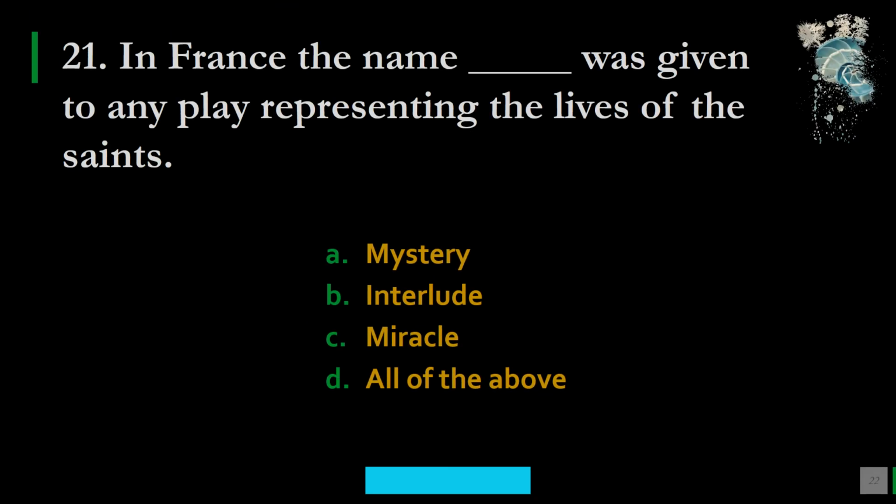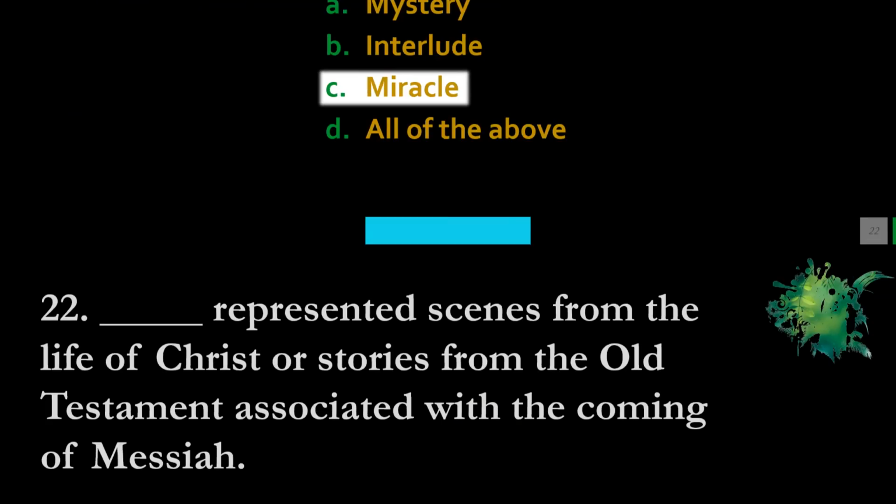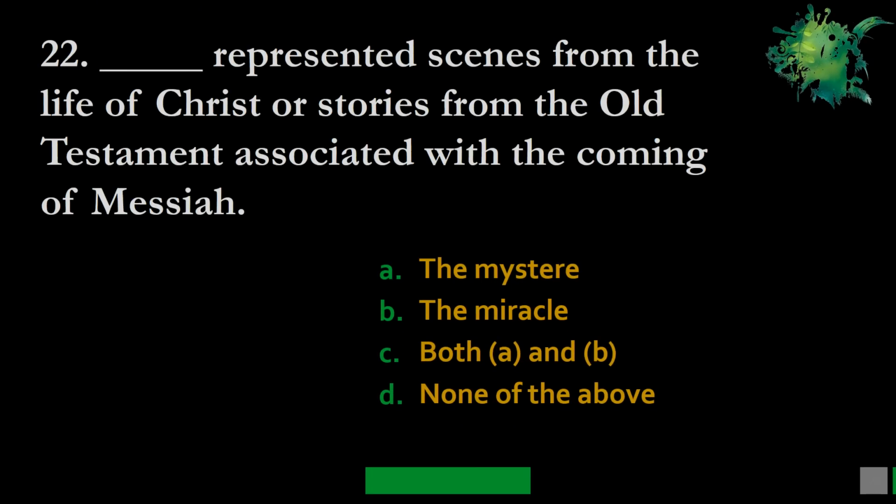21. In France, the name dash was given to any play representing the lives of the saints. A. Mystery, B. Interlude, C. Miracle, and D. All of the above. And the correct option is C. Miracle.